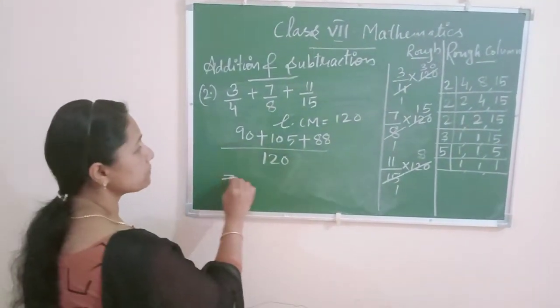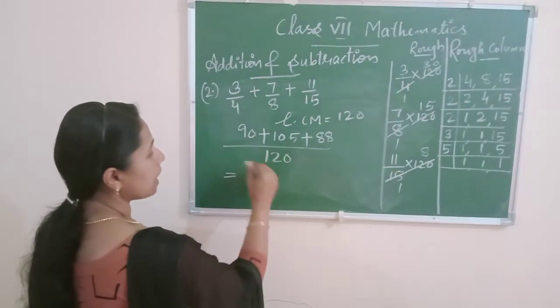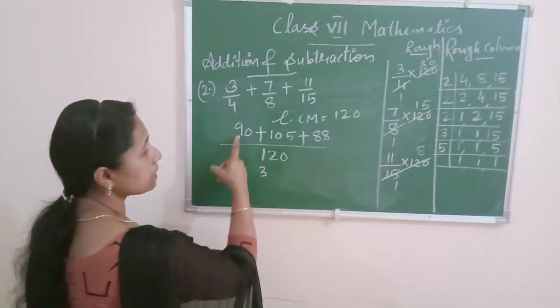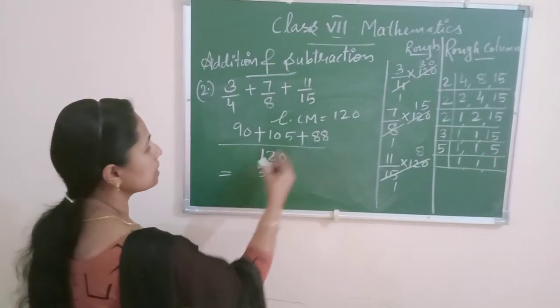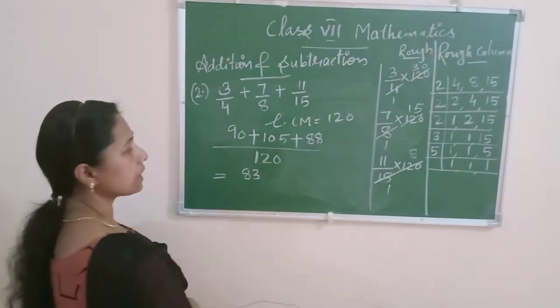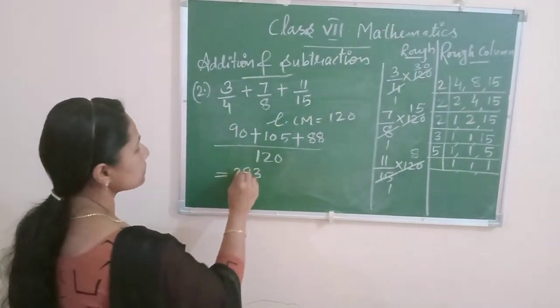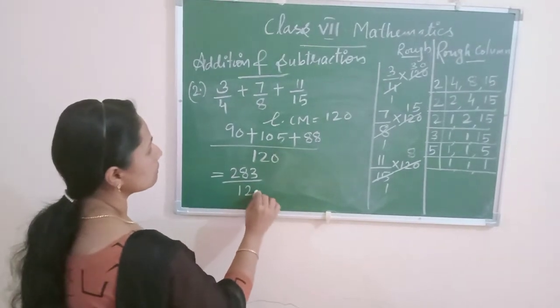So the answer will be 8 plus 5, 13, and 3 will return, 1 remainder, 9 plus 1, 10, 10 plus 8, 18, 1 remainder again, and 1 plus 1, 2. 283 upon 120.